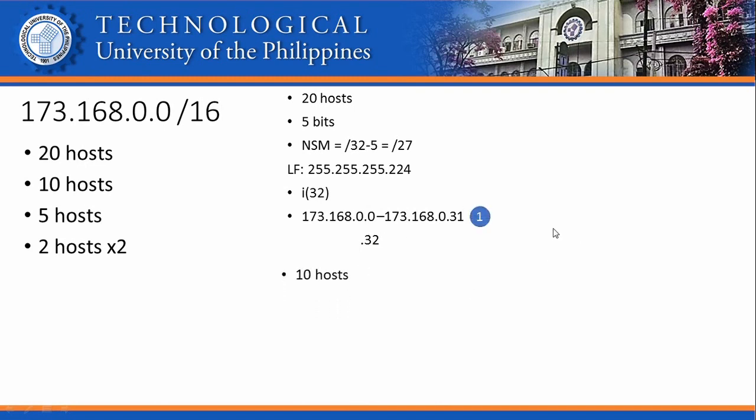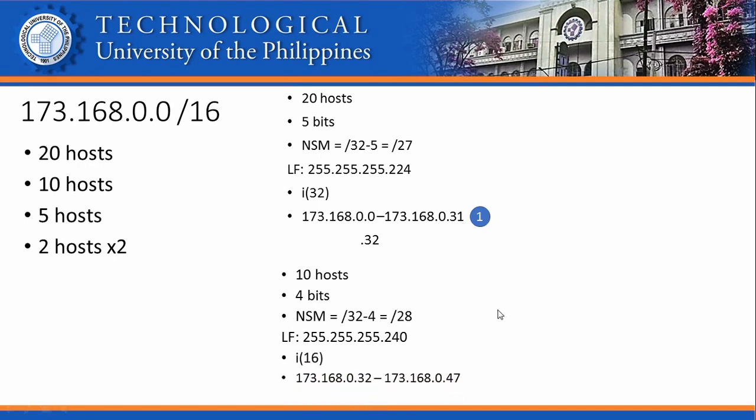And for 10 hosts, we have 4 bits there. And for our new subnet mask, /32 minus 4 is /28. Okay? So, long format natin magiging 255.255.255.240. Okay? So, our increment there is 16. Yan. So, saan tayo huling natapos? Diba? So, 173.168.0.32. So, this time, ang magiging network address natin is yung 0.32. Okay? For our broadcast address, magiging 173.168.0.47. Okay? So, doon tayo matatapos sa 0.48. No? Nag-add lang tayo ng 16 sa 32. Kaya naging 48. Okay?